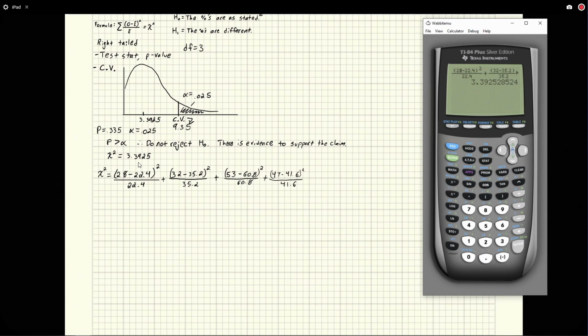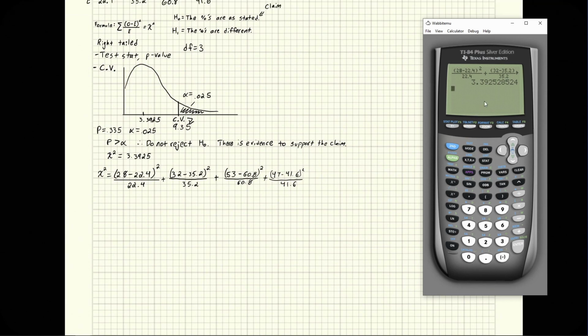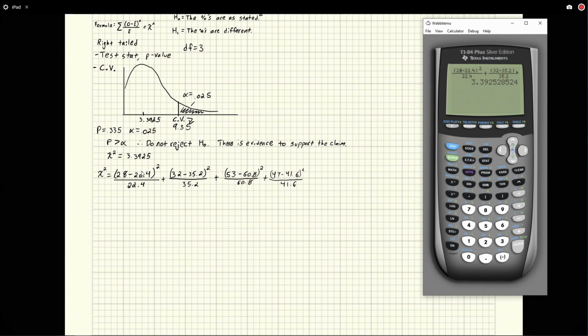Look at that. The exact same thing. So we would say all the same stuff. That's how you would do it by hand, using a calculator to do the calculations. But this is the big long formula you would write out.